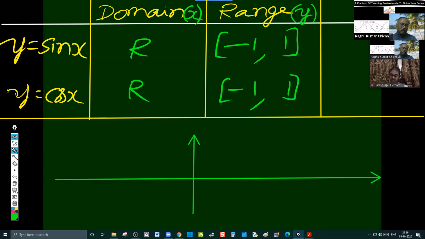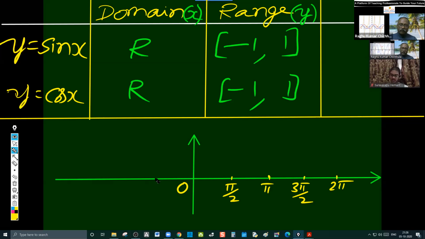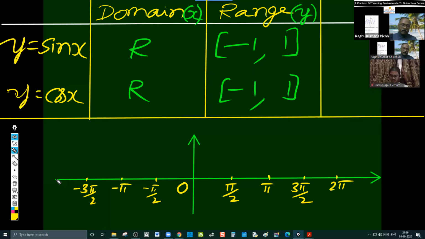So here, if you see, this is 0, this is pi by 2. The known values I'm writing here. This is pi, this is 3 pi by 2. This is 2 pi. This is minus pi by 2. And this is minus pi. And this is minus 3 pi by 2. This is minus 2 pi. Okay.